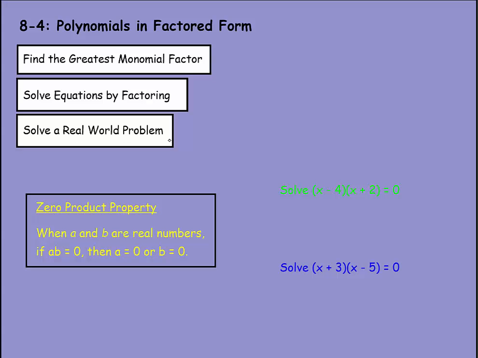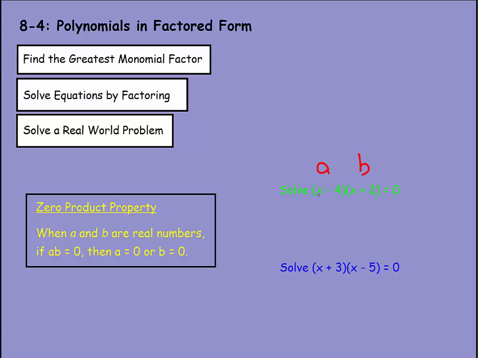The property we're working with today is the zero product property, and that tells us that when a and b are real numbers, if you're multiplying a times b and you get 0, then you know that either a has to equal 0 or b has to equal 0. So for example, if I have this equation, solve x minus 4 times x plus 2 equals 0. If this parentheses is a and this parentheses is b, either a or b has to be 0. So what could x be to make this problem 0?